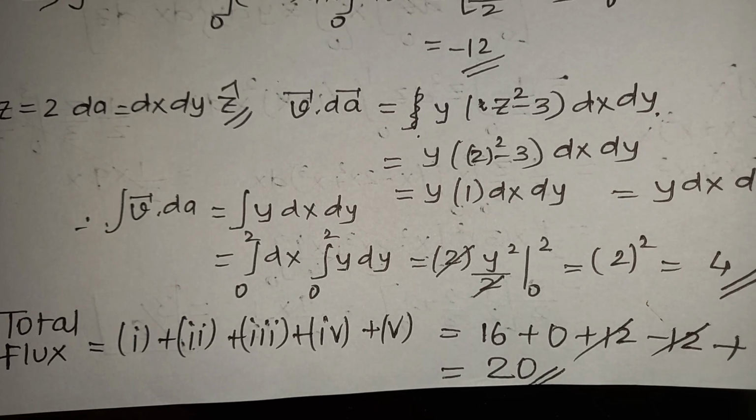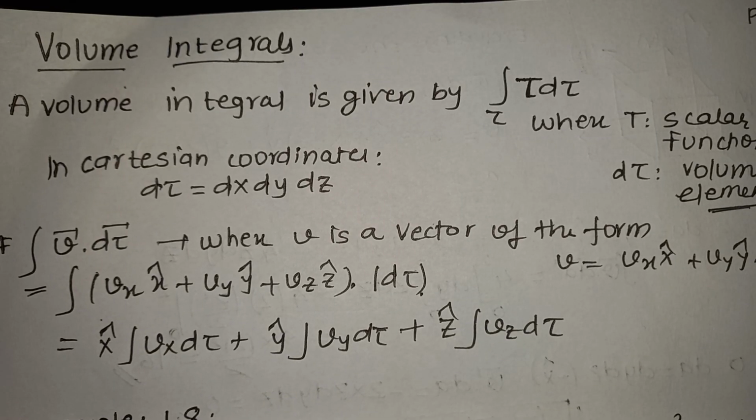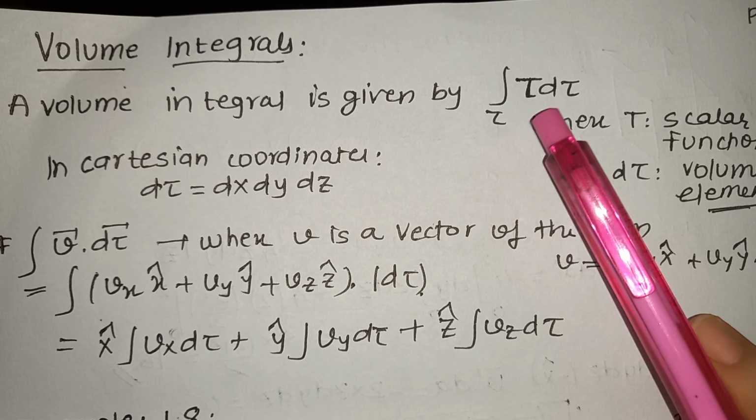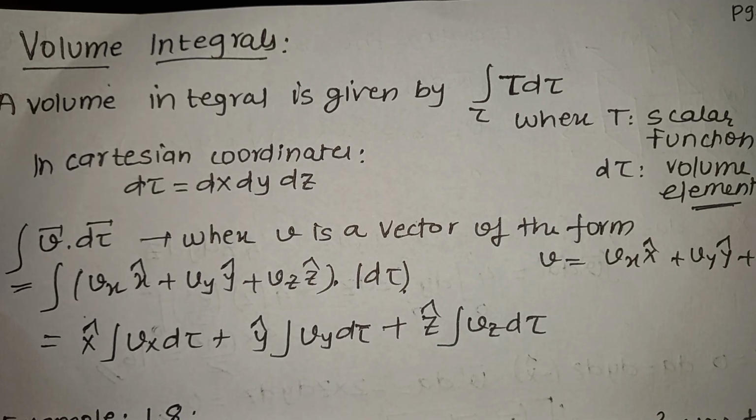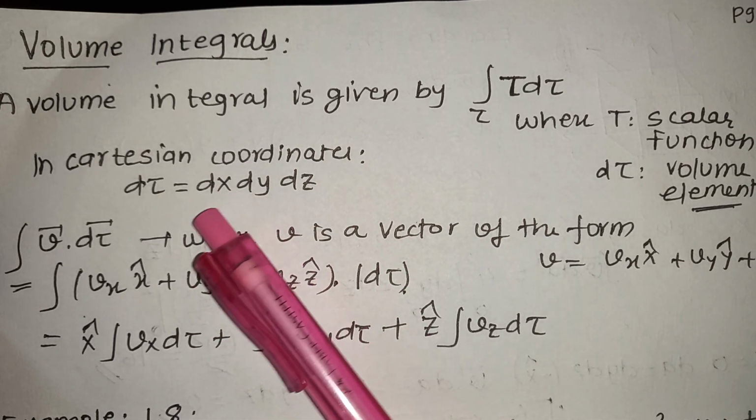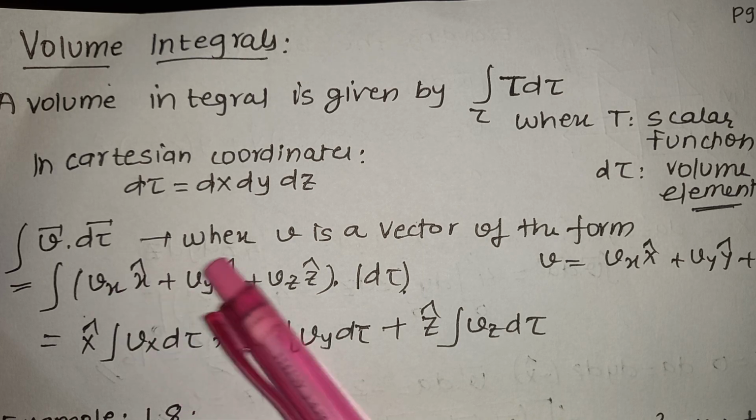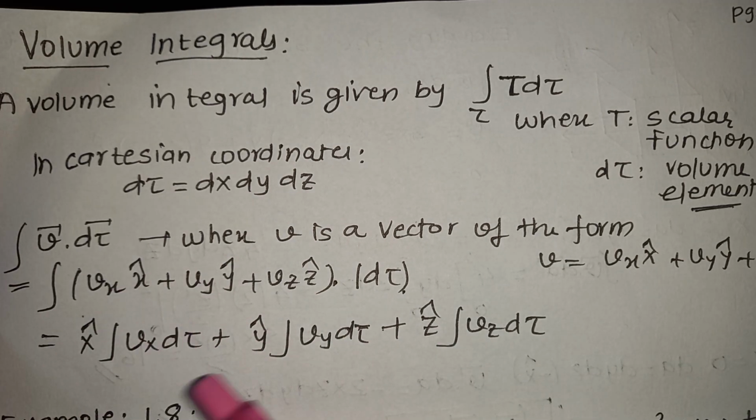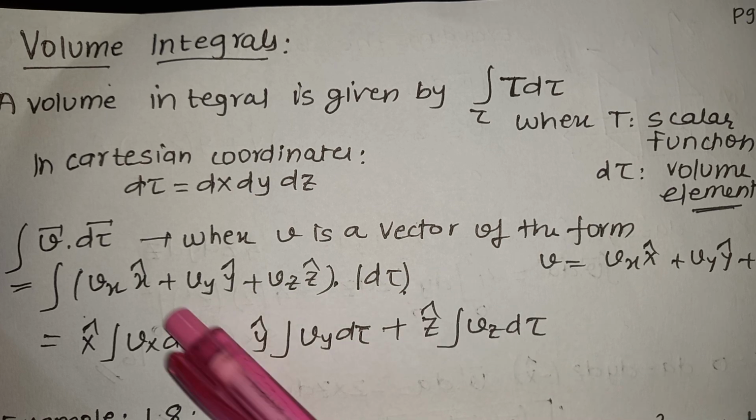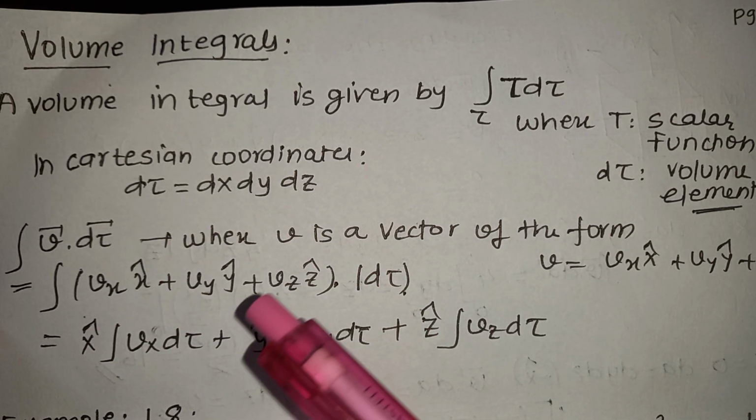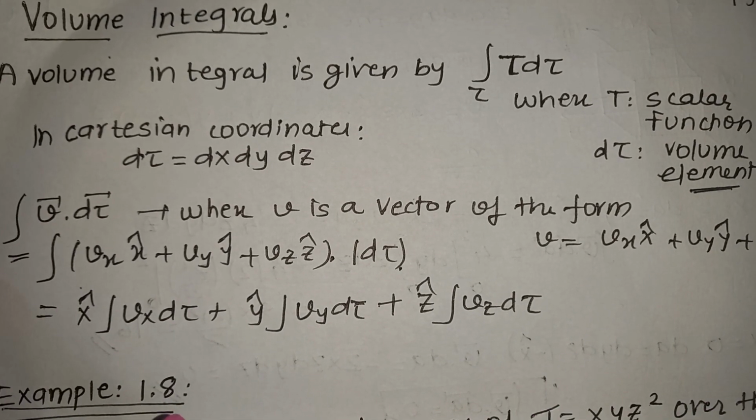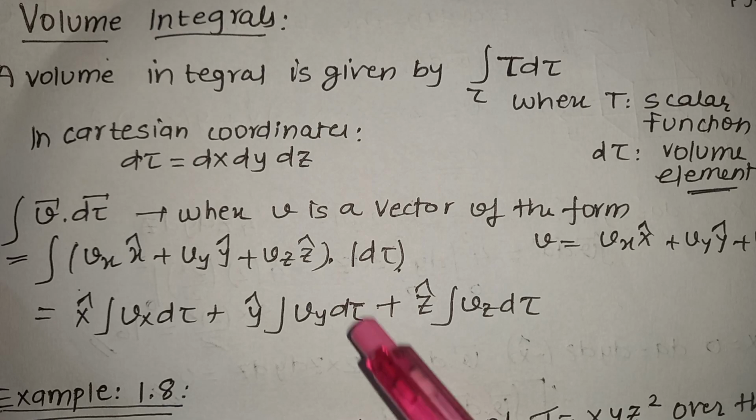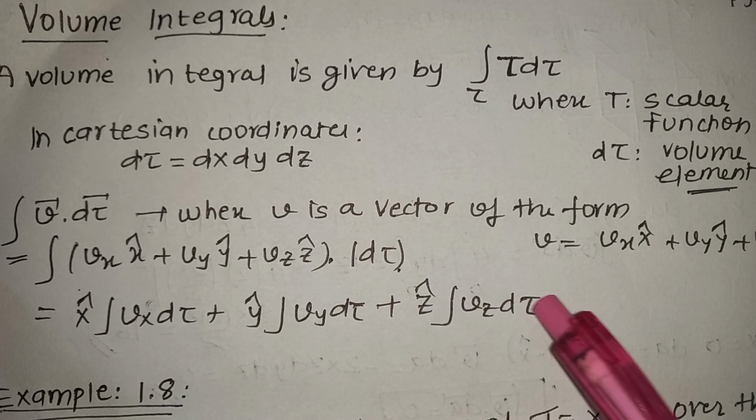Now let's also see what the volume integral is. A volume integral is given by the integral over a volume of T dτ, where T is a scalar function and dτ is the volume element. In Cartesian coordinates, this becomes dx dy dz. If the integral of v dτ is of this form, so if v is a vector function, then we can write it in component form: x cap vx dτ plus y cap vy dτ plus z cap vz dτ.